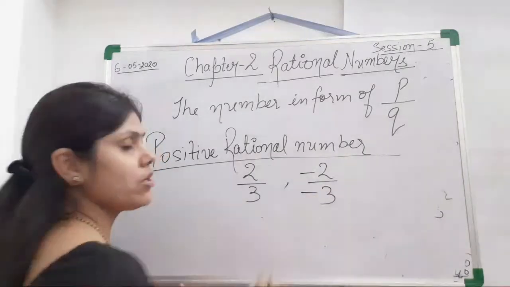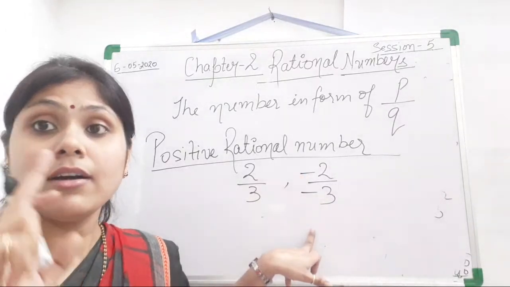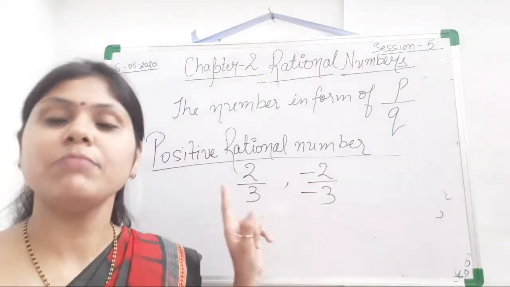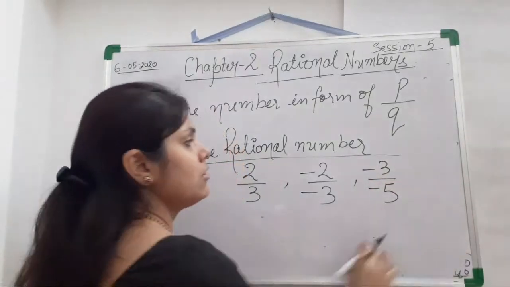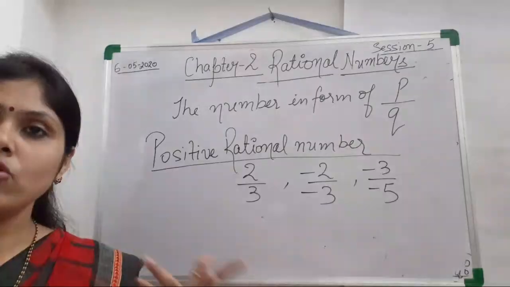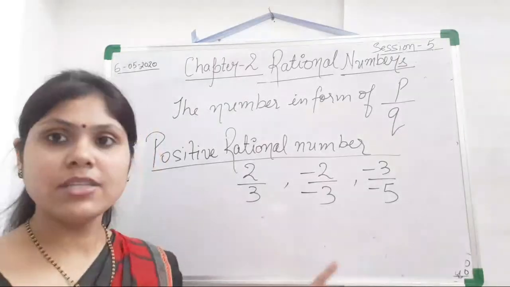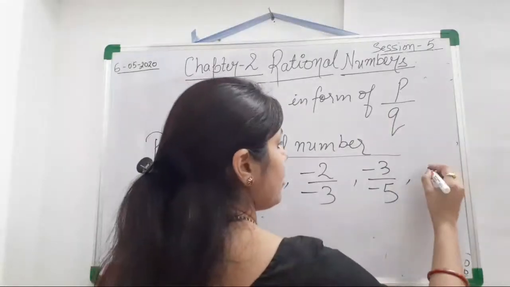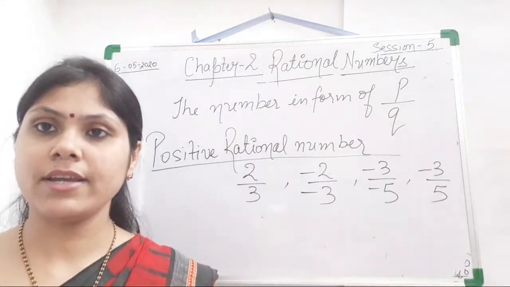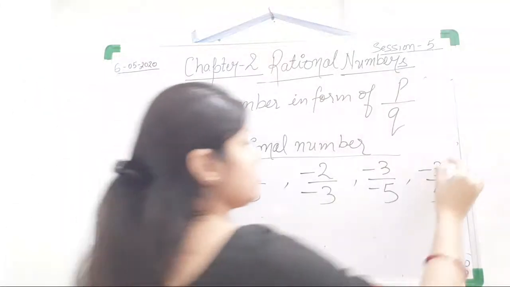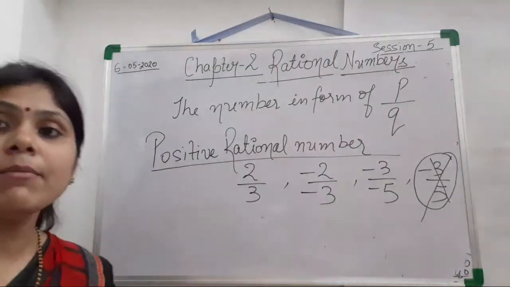Minus 2 upon minus 3: both are negative, the numerator is negative and the denominator is also negative. We have done division of integers, so your answer will come positive, that means it is a positive rational number. Minus 3 upon minus 5: both are negative, the numerator and denominator contain the same sign, so the answer will come positive, that means it is a positive rational number. Fine. If it comes minus 3 upon 5, one is negative and one is positive, the numerator is negative and the denominator is positive, that means it is not a positive rational number, because your answer will come negative.